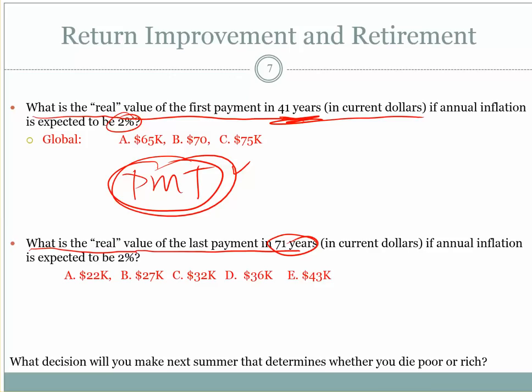So the idea is when you're, say, 21 years old, you save for 41 years, you then withdraw for 30 years, so you receive your last payment at, say, age 91 or 92. What is the purchasing power of that last payment?